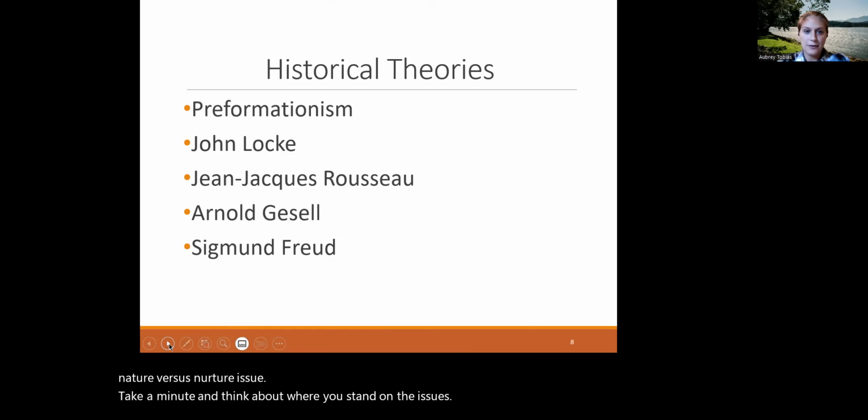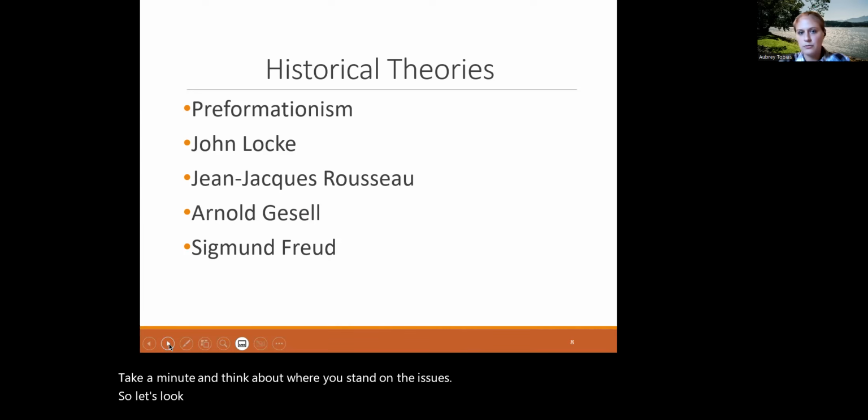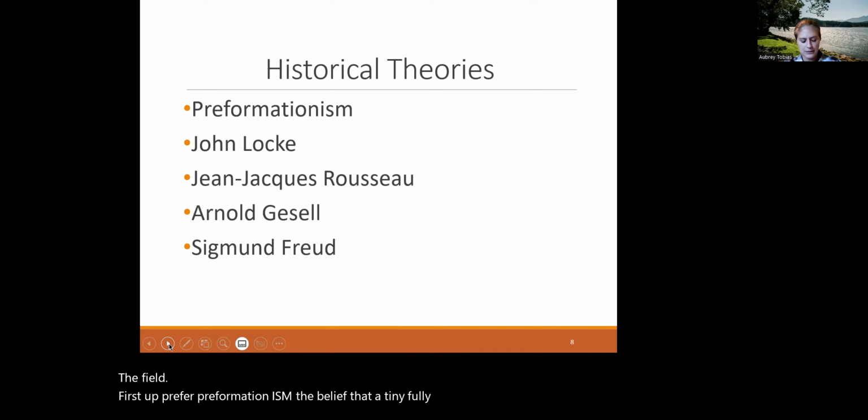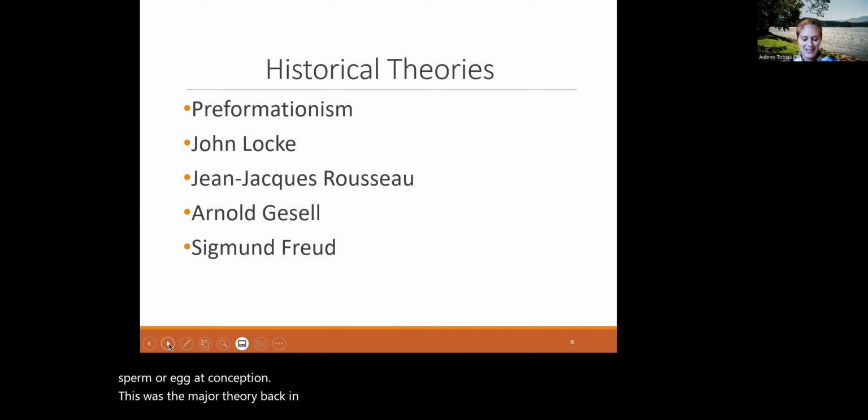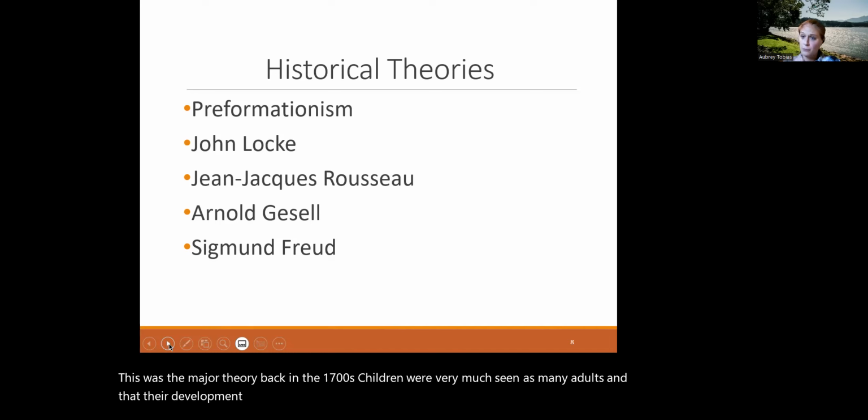So let's look now at the historical theories that started the field. So first up, preformationism, the belief that a tiny, fully formed human was implanted in the sperm or egg at conception. This was the major theory back in the 1700s. Children were very much seen as mini adults, and their development occurred due to a set schedule with no influence from the environment.